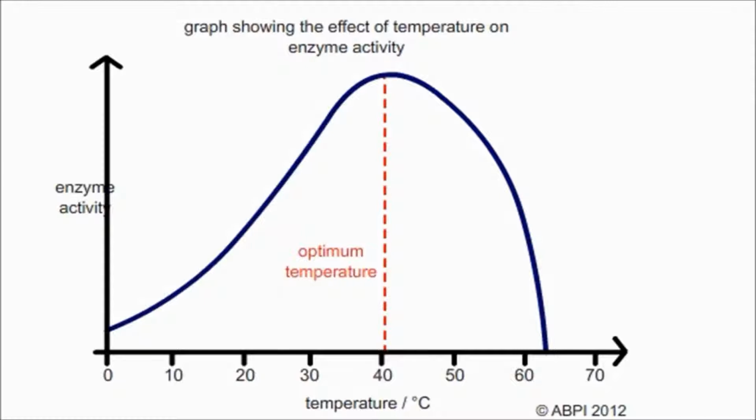The rate of reaction drops after this. And you know why that is. It's because the active site starts to denature and change shape, and the enzyme doesn't work anymore. There we go. That's a very quick, basic run-through of enzymes.